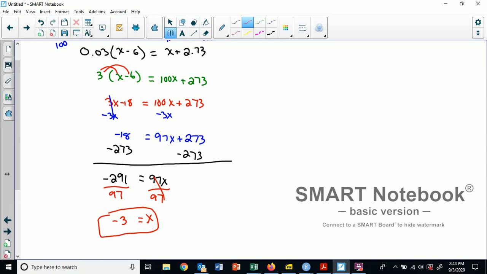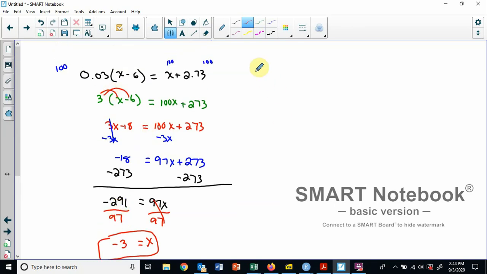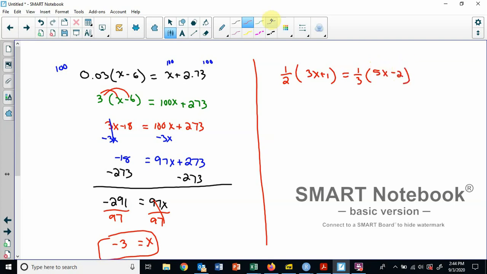One more example. They like to put one with decimals on the test. They also like to put one like this on the test. So killing off decimals is the same thing as killing off fractions. So, 1/2(3x + 1) = 1/3(5x - 2). Once again, I'm going to want to start with killing off these fractions. We've already done a 2 and a 3. What number is it that both 2 and 3 divide evenly into? It's 6. So I'm going to multiply each side by 6.